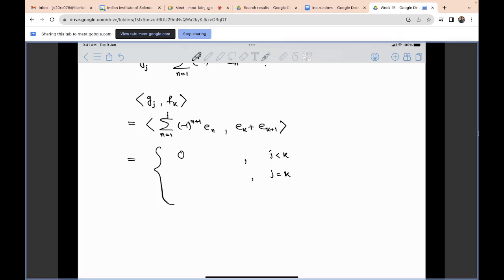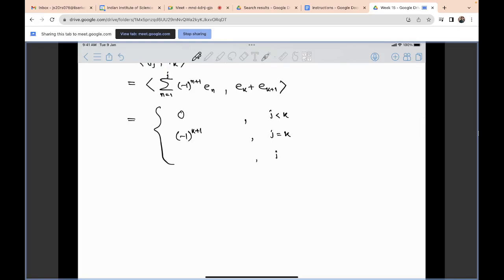So in this case, if j is k, there is then one sum, Ek will be there, and this is the inner product. If you take Ek, this inner product will be 1, and so you will get this sum, right? So for j equals k, you will get only one term, minus 1 to the power k plus 1. When j equals k, only that inner product will be non-zero. Otherwise, all the inner products will be 0.